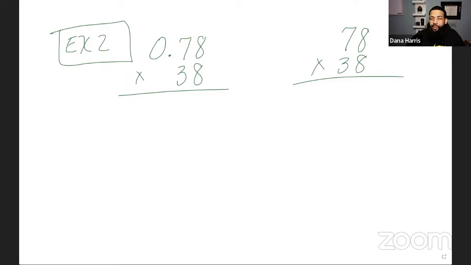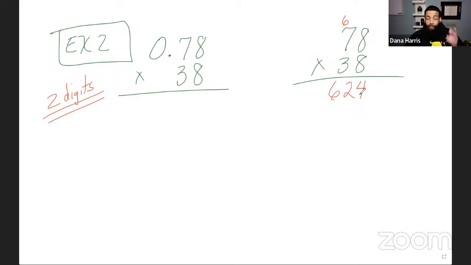Now, automatically, we know there should be 2 digits to the right of the decimal place, okay? So in our product, we should have 2 digits to the right of the decimal place. So let's go over here and do it on this side. 8 times 8 is 64. So I'm going to put my 4 here because that's the ones place. Put my 6 here like that. 8 times 7 is 56. And then I have to add 6. So 56 plus 6 is 62.